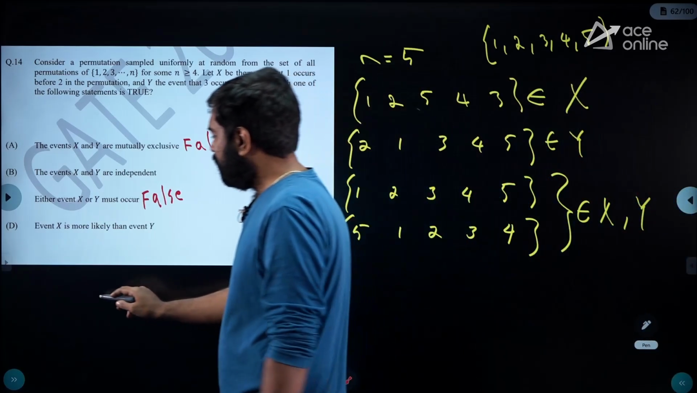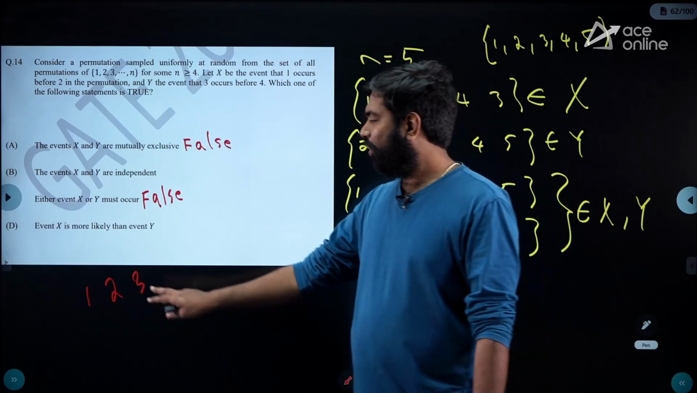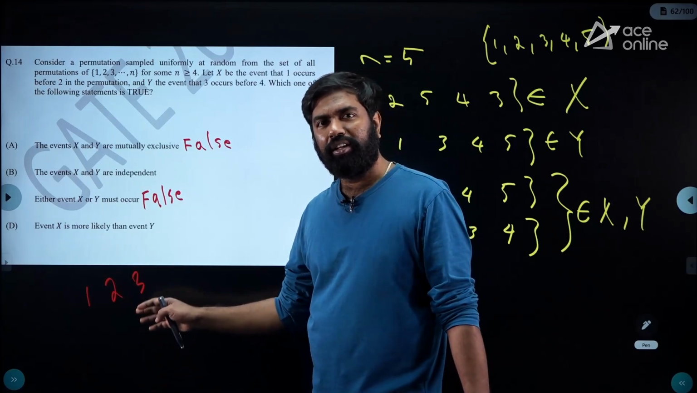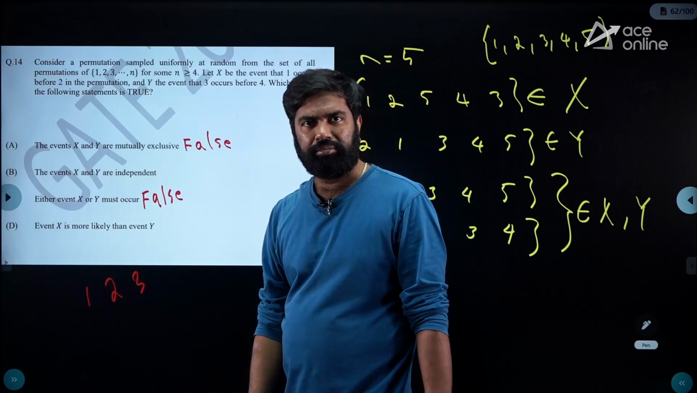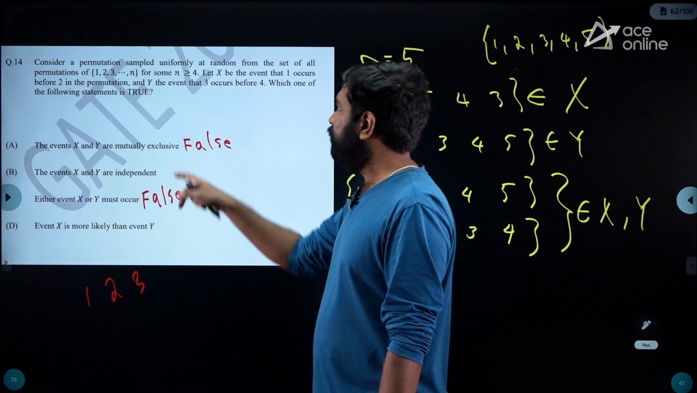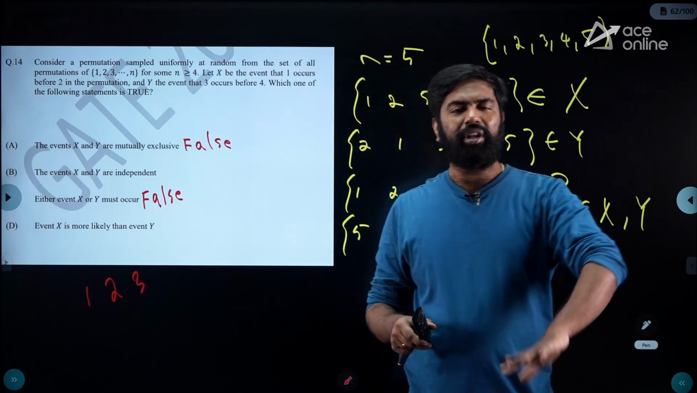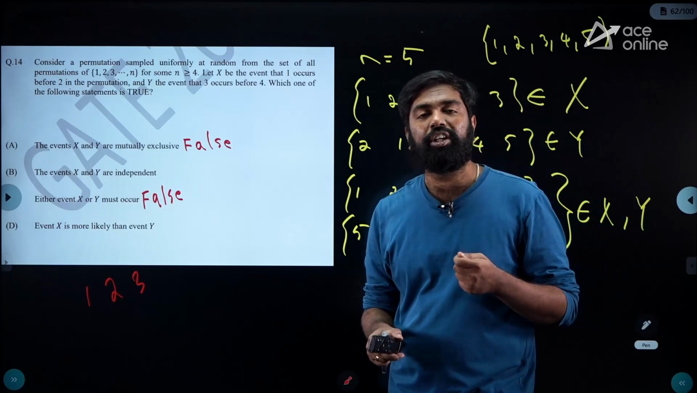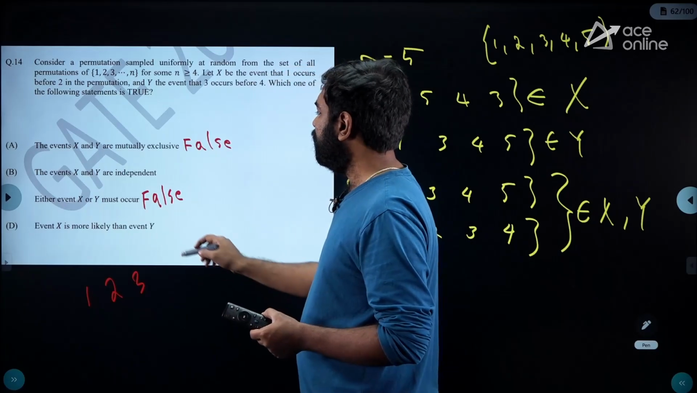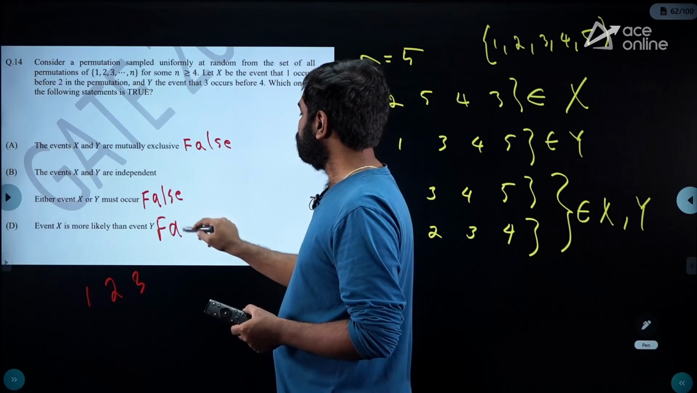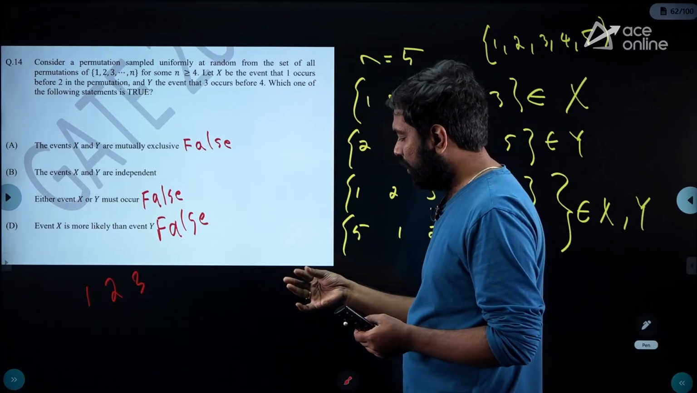Suppose your set is 1, 2, 3. You don't take 4, let's say. Then 1 occurring before 2 will be more likely than 3 occurring before 4, because you have not taken 4. But this case doesn't arise, because you are supposed to take at least 1, 2, 3, 4. In that situation, the number of times 1 occurs before 2 will be equal to the number of times 3 occurs before 4. They are equally likely. So the statement that event X is more likely than event Y is a false statement.